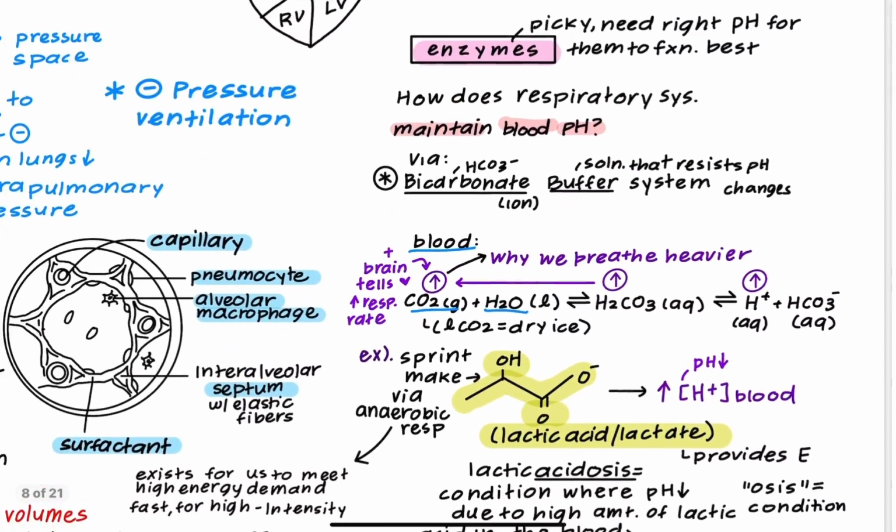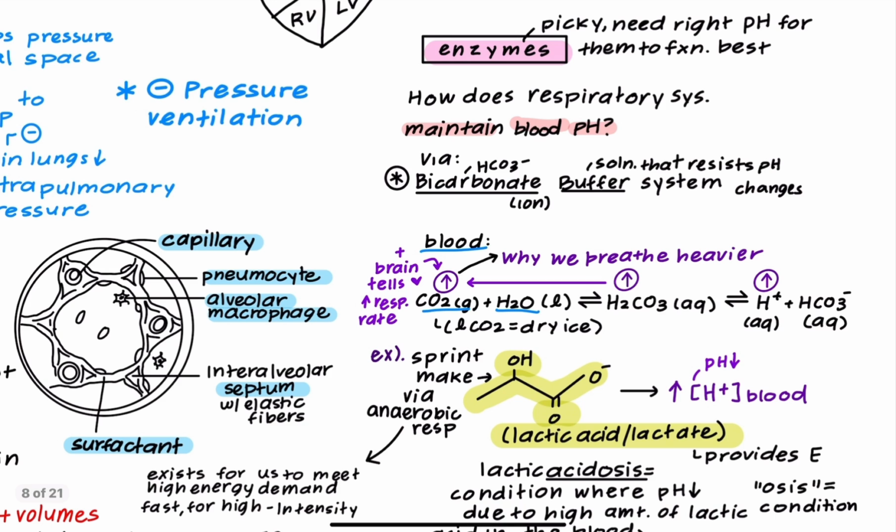So, as you know, you need to control your blood's pH, right? We talked about that. And that's because your enzymes in your body, for them to function, they need to be at the right pH, okay? And so your respiratory system, like I said, maintains that blood pH. And it does that via something called the bicarbonate buffer system.